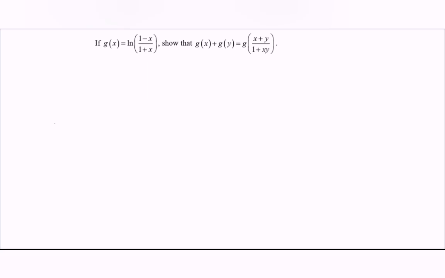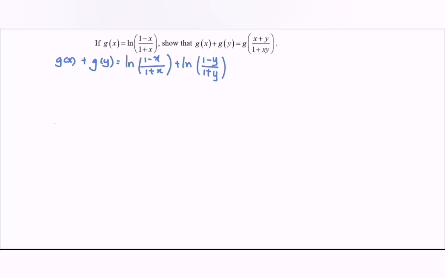Hello everyone, in this video I'm going to discuss the example for function and graph. Given we have g(x) equals ln((1 minus x) over (1 plus x)), show that g(x) plus g(y) equals ln((1 minus x) over (1 plus x)) plus ln((1 minus y) over (1 plus y)).